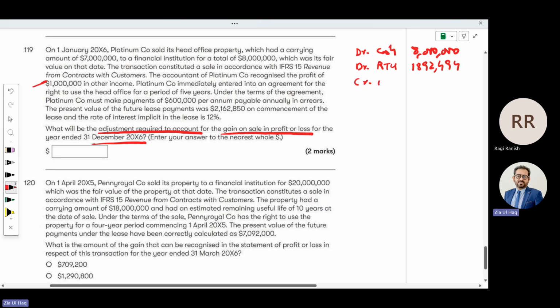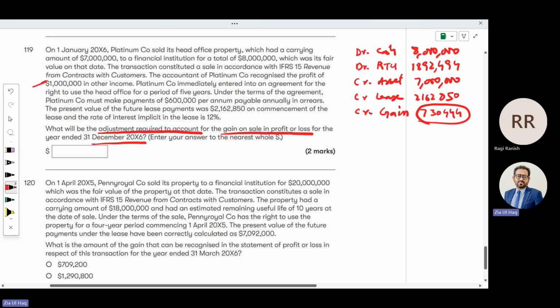Credit asset with its carrying value, that is 7 million. Credit lease liability, that is 2,162,850, and credit the balancing figure, that is the gain. How much is that? 730,444. This means this is relating to the right transferred.